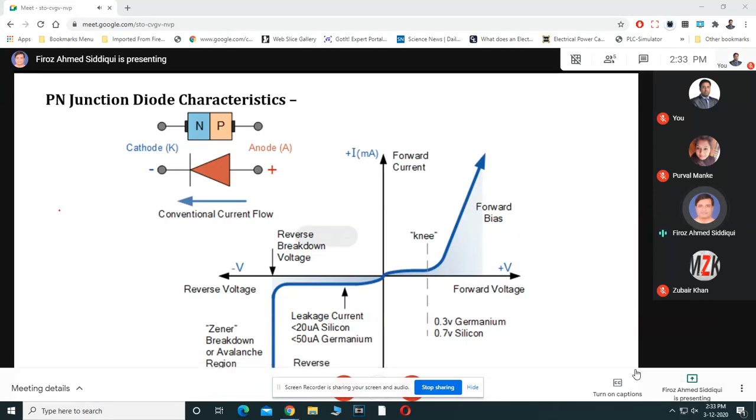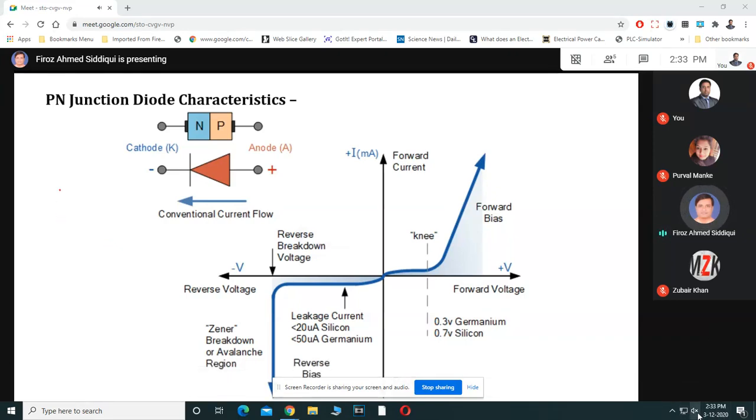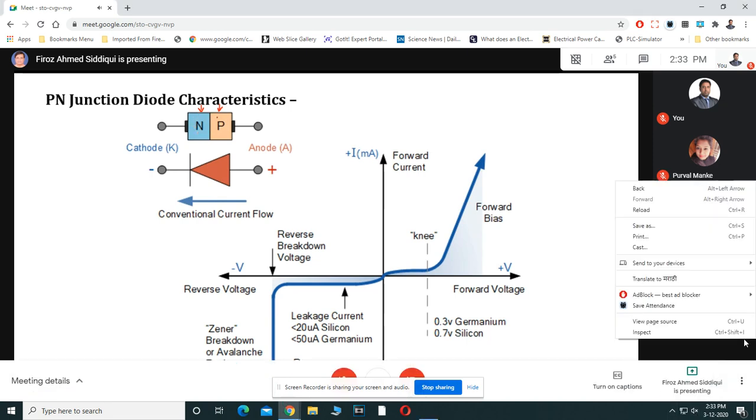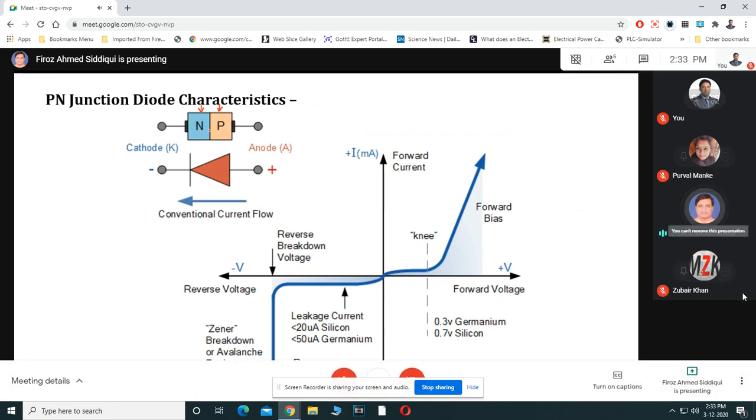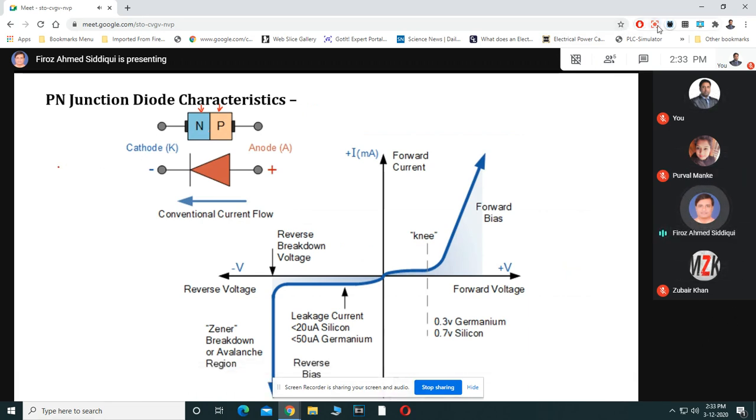So a diode is basically a PN junction diode, in which on one side there is an N-type semiconductor material, and on the other side there is a P-type material. So it is basically a combination of two types of material, one is N-type and another is P-type material. That's why it is called a PN junction diode.